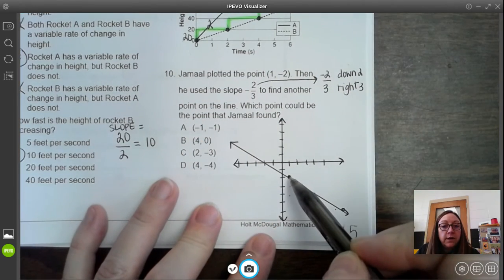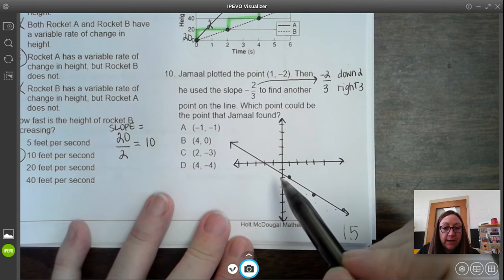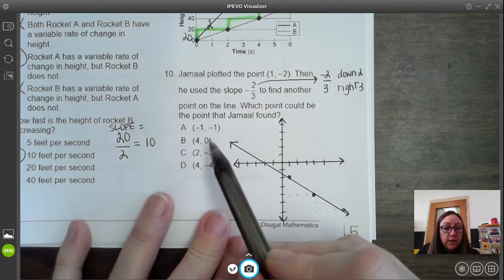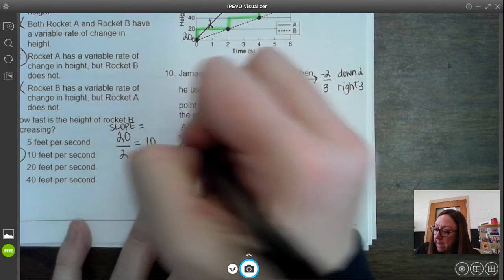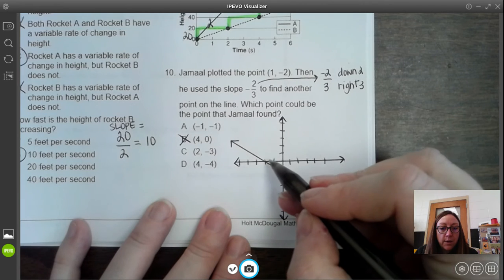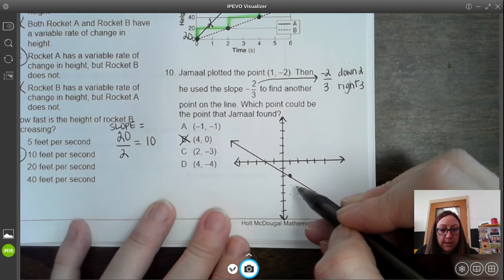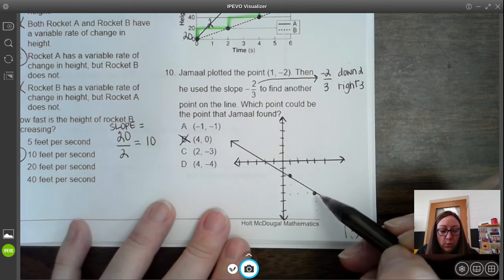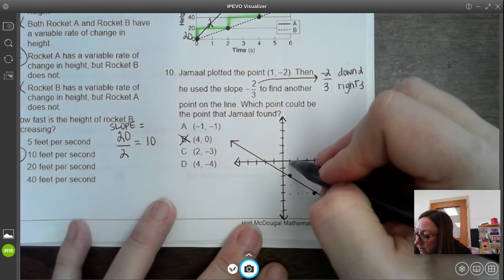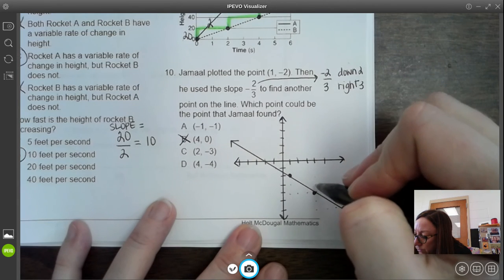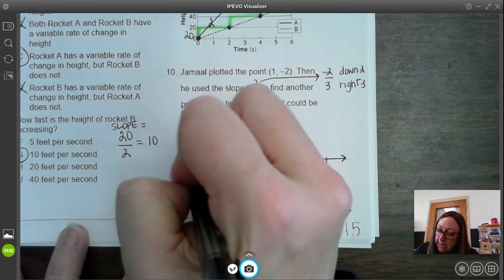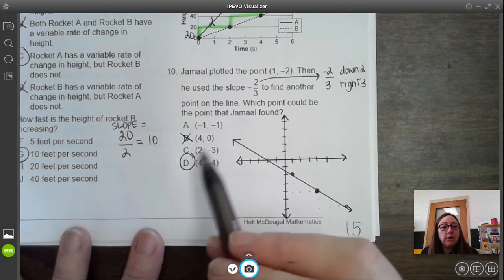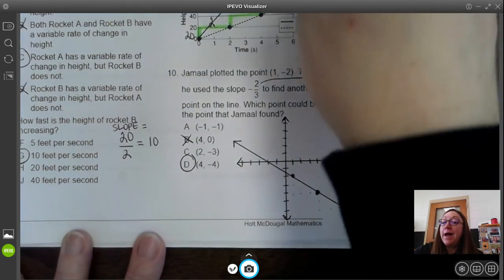Okay, so here was my original point. So is -1, -1 a possible point on the line? That looks possible. Is 4, 0 a point on the line? Absolutely not. 4, 0 is out over here. Okay, how about 2, -3? So 2, -3 is down here. It doesn't really look like it, but it's possible. And 4, -4. So if I look at this point right here, that's 1, 2, 3, 4, and then 1, 2, 3, 4. So this point actually is 4, -4. If we were to graph this on graph paper, it would look even better and you would definitely be able to tell. So I recommend that.